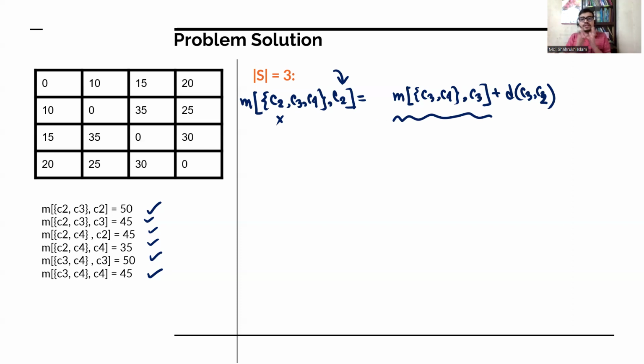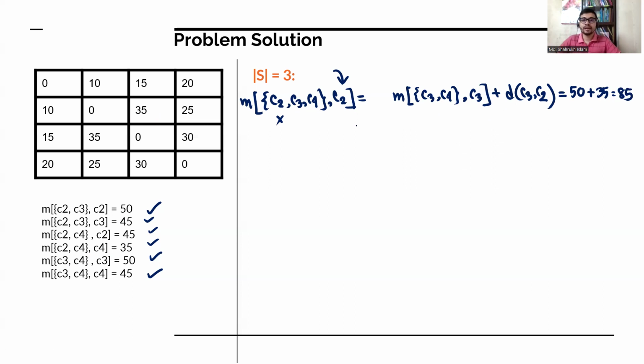So solving C3 and C4 can be done in two ways. For solving C3 and C4, we can either end our journey at C3 or we can end our journey at C4. So before going to C4, let's calculate it here. What is M[3,4]? M[3,4] is 50, and the distance from C3 to C2 is 35, and this is 85.